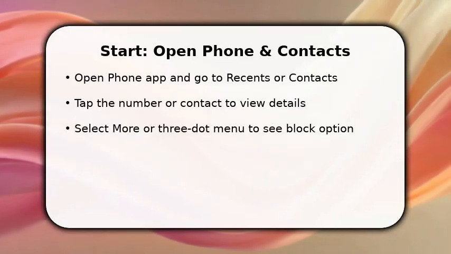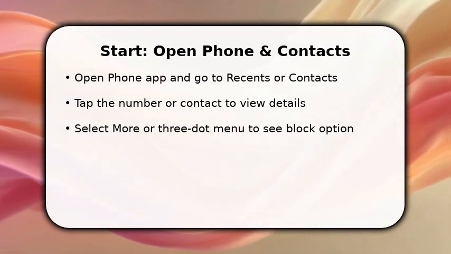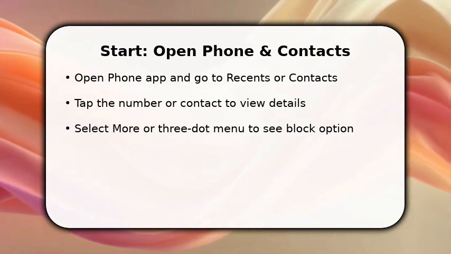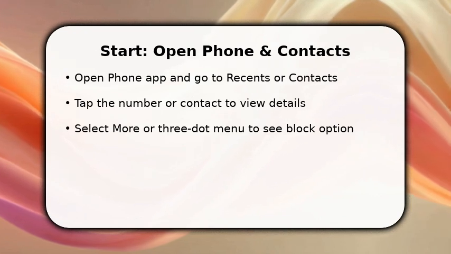You begin by opening the phone app and locating the number you want to stop. Tap the contact or recent entry to open details. This gives you control options. Once you see the three-dot menu or more button, tap it. This is where blocking lives.